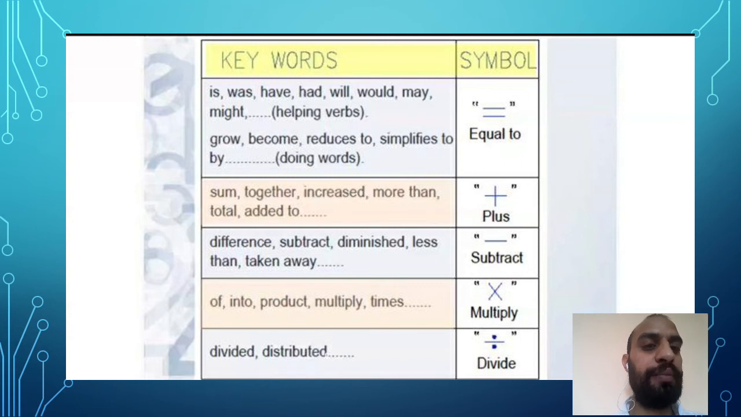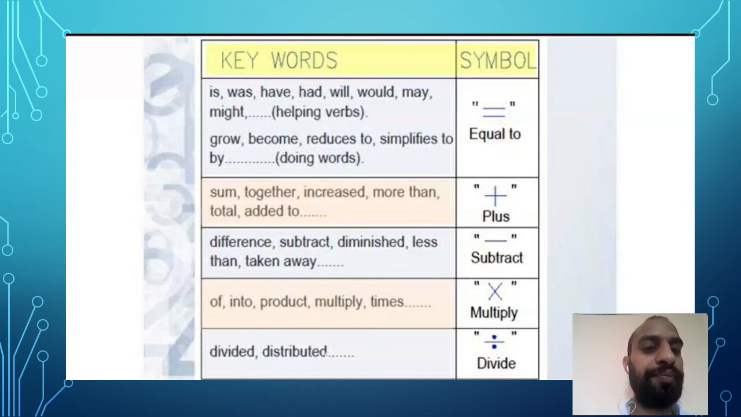Second is sum. The word sum represents plus sign, together also represents plus sign, increased is also representing plus sign, more than, total, added to. These are common words that you need to keep in mind. If these words are used, they stand for plus sign, then we need to do adding. Difference, subtract, diminish, less than or taken away. These are the words that are used for subtraction.